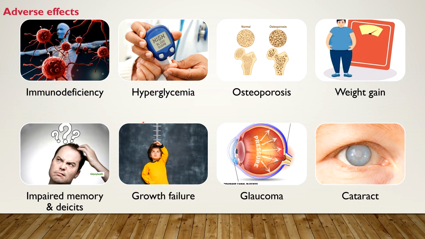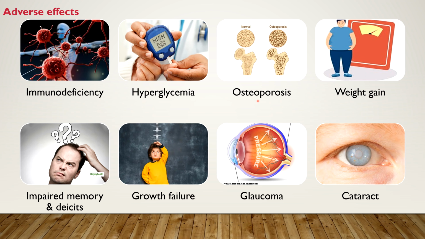Let me come to the adverse effects. You know well that glucocorticoids are used for immunosuppression. So when we are using glucocorticoids for immunosuppression, obviously it will cause a deficiency of immunity. Due to suppression of the immunity, our body will face immunodeficiency. Then it also causes hyperglycemia. Why will it cause hyperglycemia? Because glucocorticoids cause resistance to insulin. Due to insulin resistance, it causes hyperglycemia.